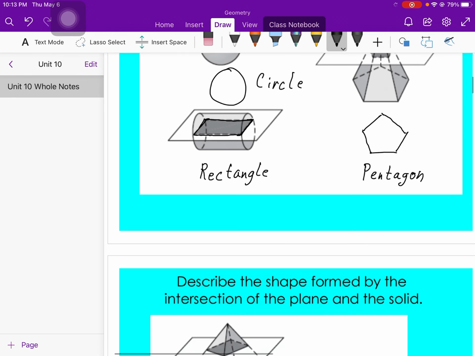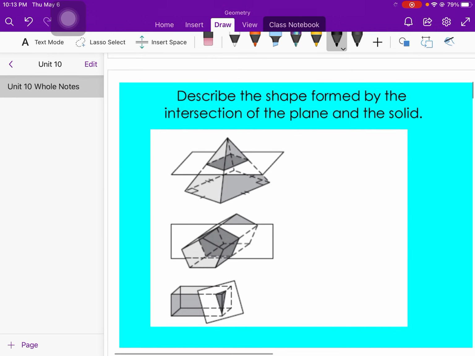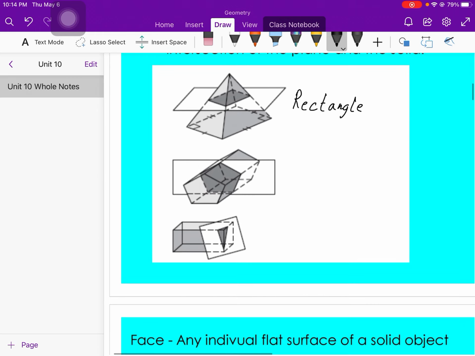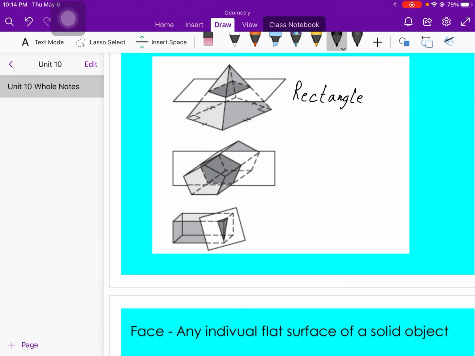All right, just a couple more of these. So describe the shape formed. Again, with the pyramid, as long as you're intersecting parallel to the base, it's going to just copy the shape of the base. So here, we would just get another rectangle. This prism here is going to give us a pentagon again, because that's the same as the base.